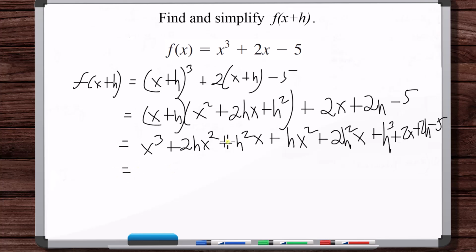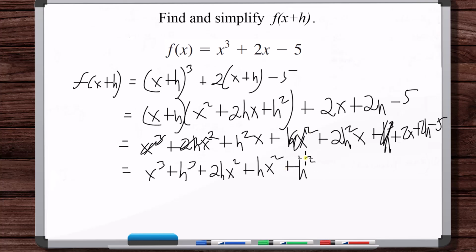So let's see. We've got x cubed plus h cubed. So those two are accounted for. Then let's bring the x squared terms together. Okay. Now let's bring the x terms together. Okay, plus 2h minus 5.